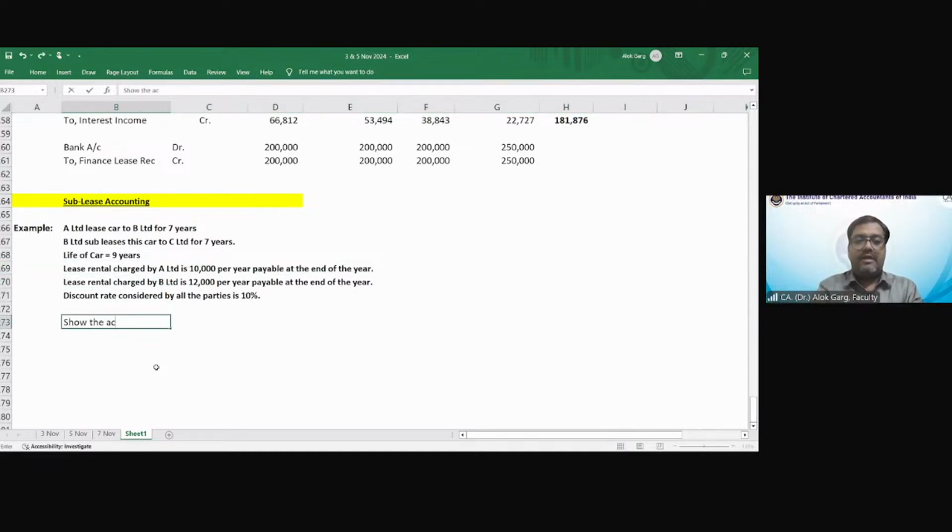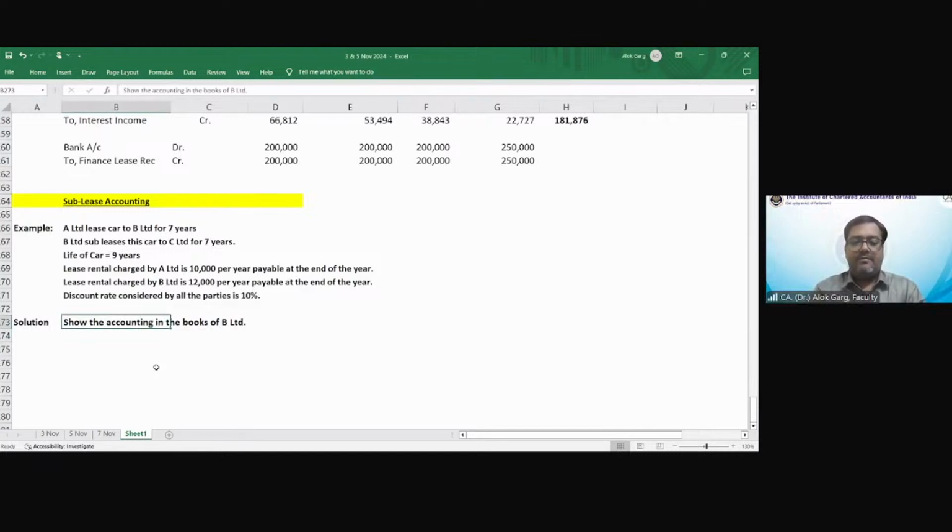Show the accounting in the books of the intermediate lessor, which is whom? B Limited. Correct. सिर्फ बी लिमिटेड की बुक्स में अकाउंटिंग दिखाऊं ना, बाकी सब में दिखाने की जरूरत तो नहीं है. Should I show the accounting in the books of A and C also, or is B Limited more than sufficient? B is fine. So in this entire solution, A Limited is the head lessor or primary lessor. B Limited is the head lessee and intermediate lessor, and C Limited is the ultimate lessee.